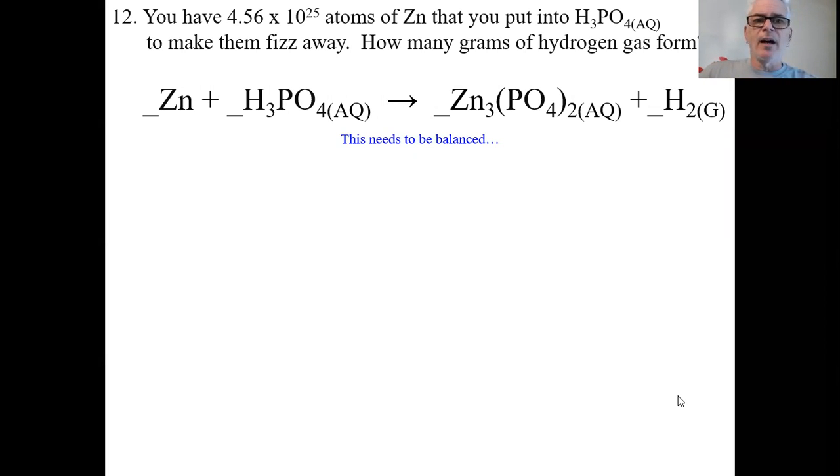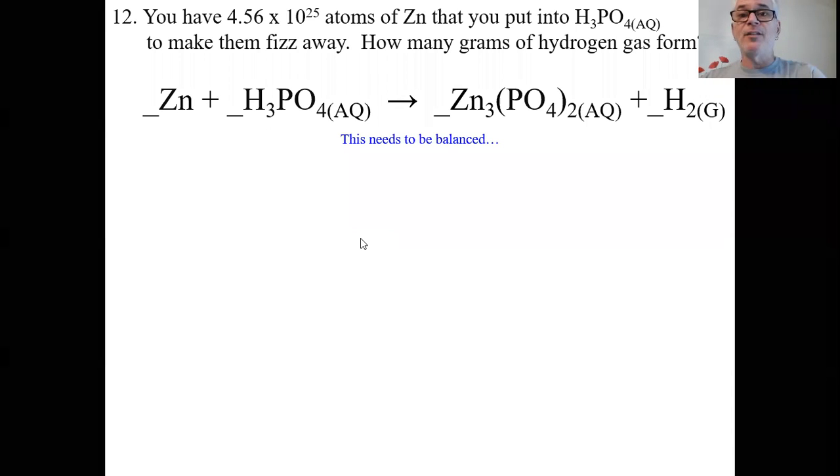Zinc solid in aqueous solution is the setup for a single replacement reaction. Zinc is higher than hydrogen. Zinc replaces hydrogen in the solution, and hydrogen gas pops out as it precipitates, but it's a gas, so it doesn't really precipitate. It turns into bubbles and disappears.